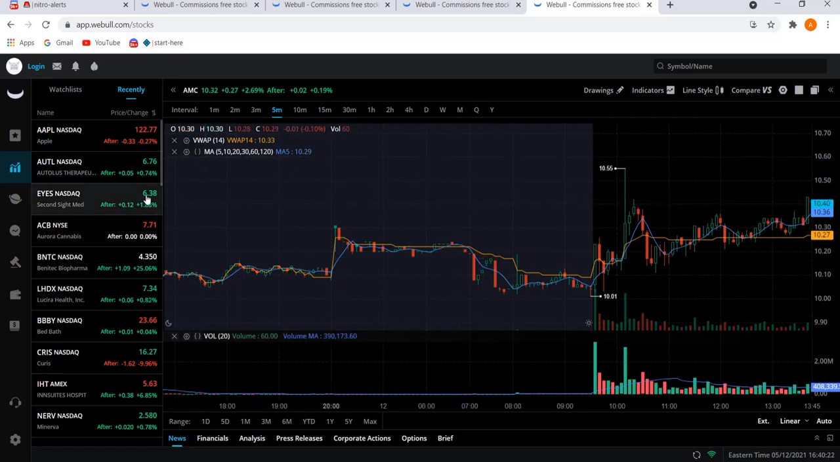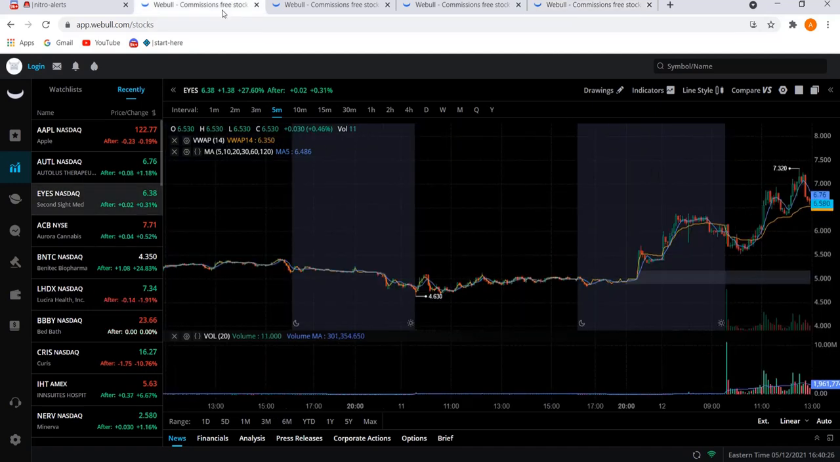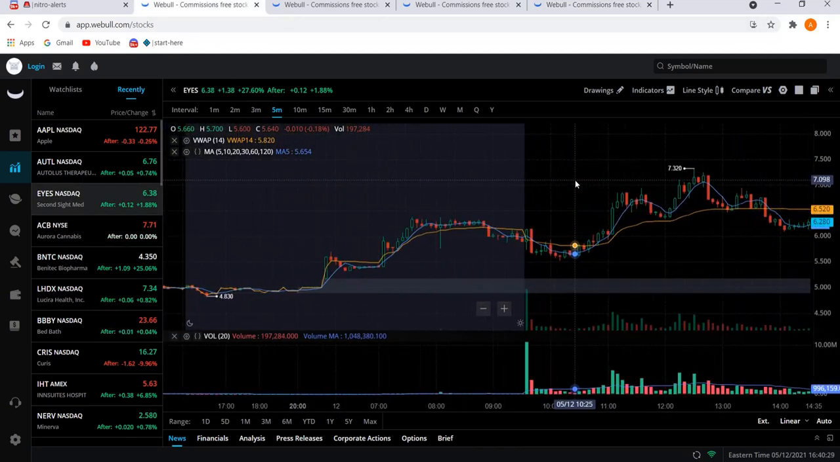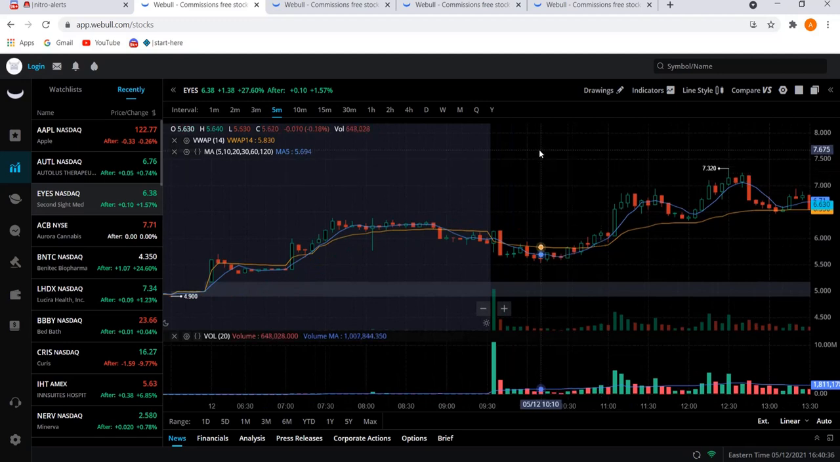I want to start off with a couple of the trades that we took today that were based off of VWAP. I'm going to first start off with EYES. This one was traded from, I believe, the 6.30s range all the way up to $7. What VWAP really is, is just going to be support and resistance, basically just purely using that.